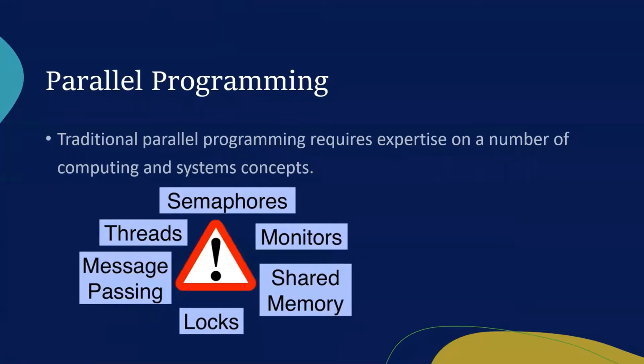Traditional parallel programming requires expertise on a number of computing and system concepts. For example, synchronization mechanisms like locks, semaphores, and monitors are essential, and incorrectly using them can either crash your system or program or severely impact performance. This high learning curve makes it difficult. It is also error-prone since our code can run on hundreds or thousands of nodes, each having many cores, and any problem related to these parallel processes needs to be handled by our parallel program.